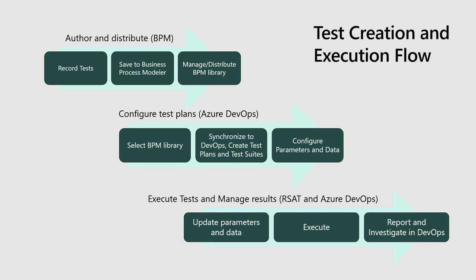Then you go to DevOps. This is where you configure your test suites, your test plans, and so on. You configure parameters and data as well, because you can set up your Excel file and attach them to DevOps. And the last step is you start the RSAT tool, you connect to the DevOps project, and you point to the FinOps environment you are testing against, and you execute it. Once execution completes, you use DevOps to investigate.